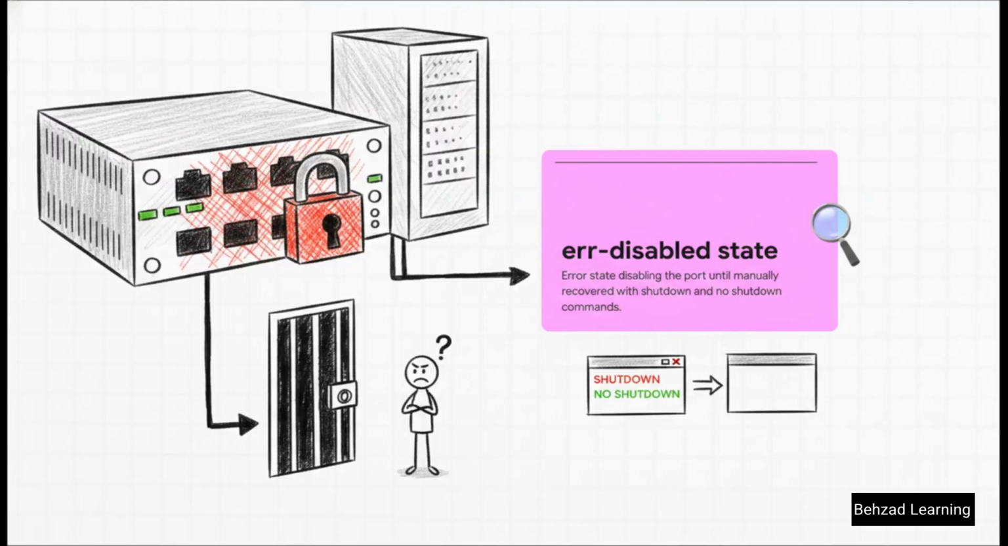Let's zoom in on that shutdown mode for a second, because this is actually the default setting on Cisco switches. When a violation occurs in shutdown mode, the port is placed into what is called an err-disabled state. This is a massively important concept to grasp. The bouncer hasn't just blocked the guy, they've literally bolted the door shut. The port stops forwarding all traffic completely, both in and out. To fix this, an administrator usually has to manually go into the CLI, issue a shutdown command, and then a no shutdown command just to reset it.